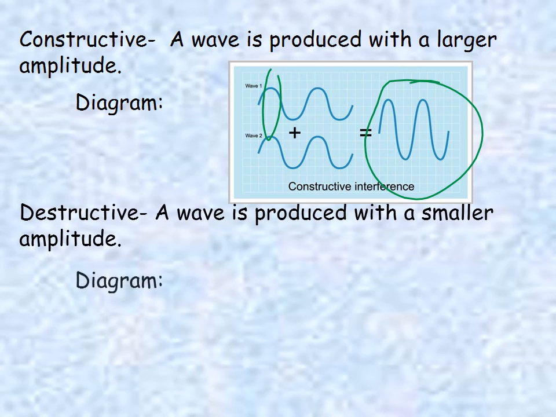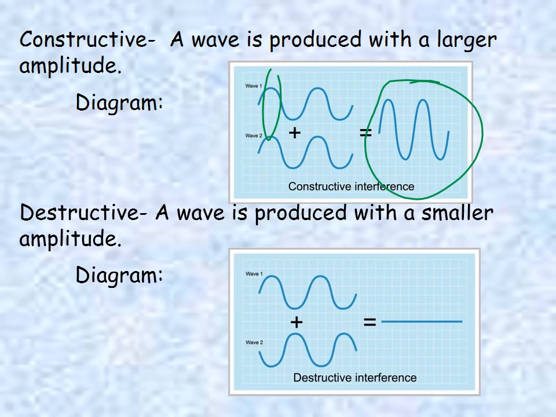Conversely, we have destructive interference. And in this case, we have a wave being produced with a smaller amplitude. In this instance, a crest and a trough will meet. Sometimes the resulting wave will be a smaller wave. In this case here, we have no wave left whatsoever. So these two waves canceled each other out. If this were two competing sounds, if I had one sound on one side and one on the other, you would actually hear absolutely nothing where these two sounds would interfere.